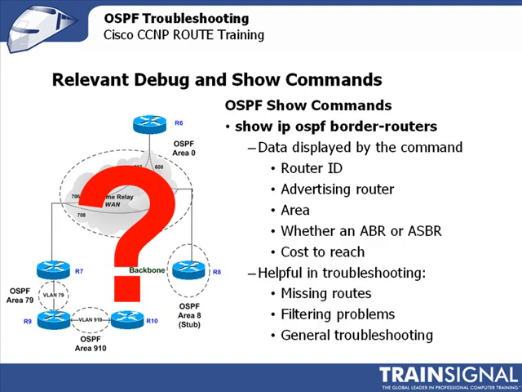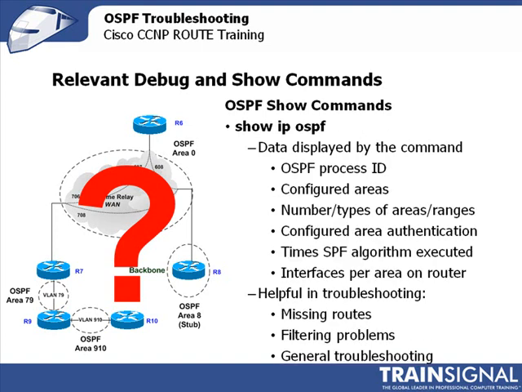Another command that's very specific to OSPF is the command show IP OSPF border-routers. It shows the router ID, the advertising router, the area it belongs to, and whether it's an area border router or an autonomous system boundary router. It'll actually list them all out, and the cost to reach them. This can be helpful in troubleshooting missing routes, filtering problems, and general troubleshooting. For instance, if an external router is missing, this would be one way to tell if something is awry with the ABR or ASBR. In this case, it'd be the ASBR.